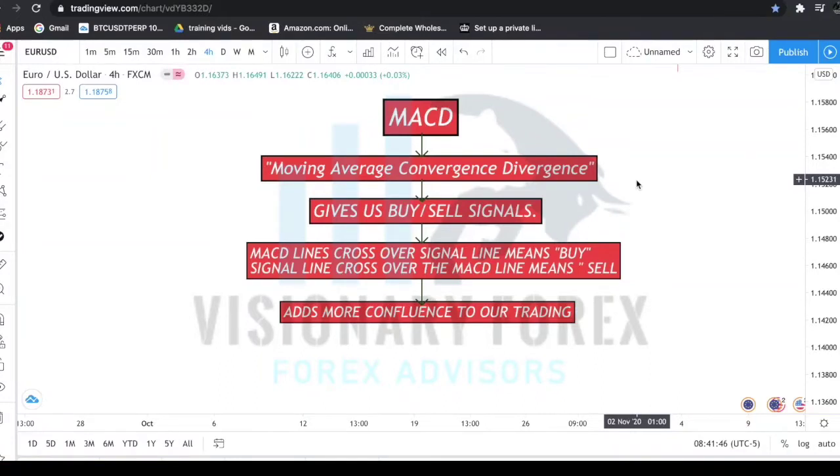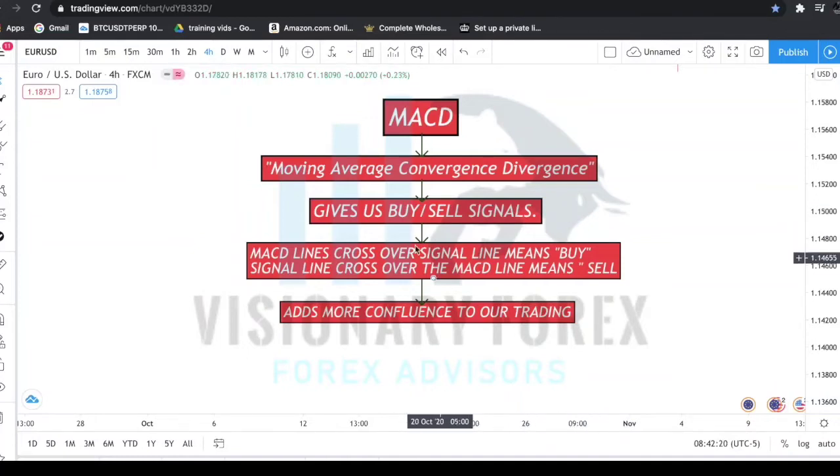Hello everyone, we'll be discussing the MACD indicator in this video. As the name indicates, the MACD is known as moving average convergence and divergence. The MACD indicator gives us the buy and sell signals. Let's apply the MACD indicator to this chart and overview it.